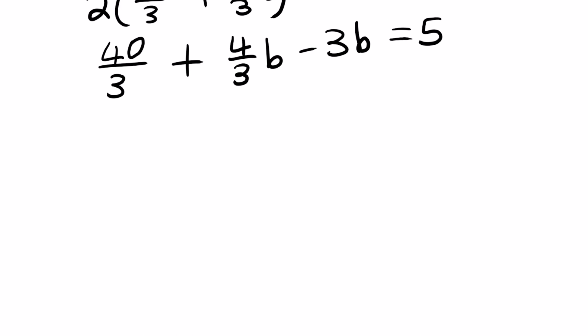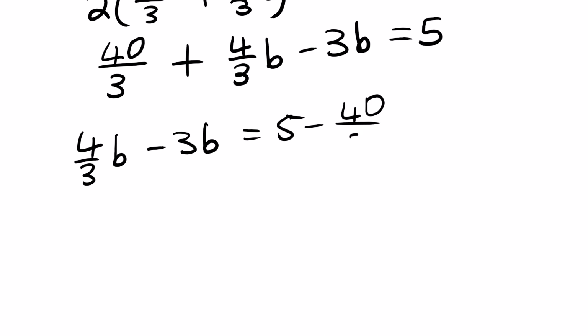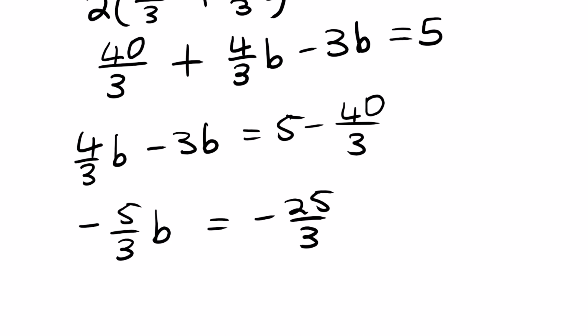From here we group the like terms. So we have 4 over 3b minus 3b is equals to 5 minus 40 over 3. 4 over 3b minus 3b is negative 5 over 3b is equals to 5 minus 40 over 3, it's negative 25 over 3.